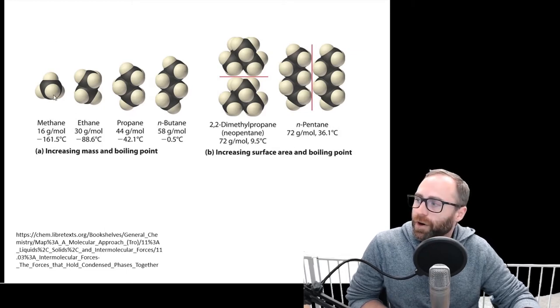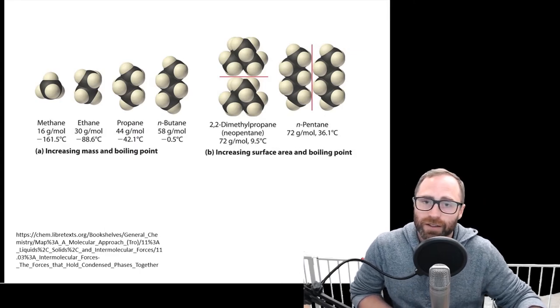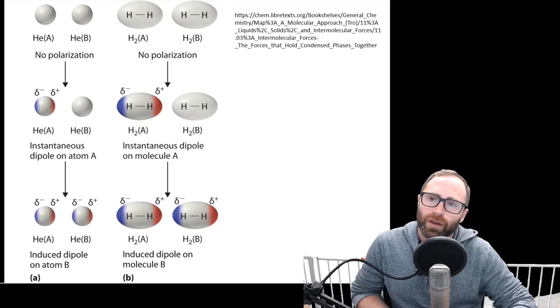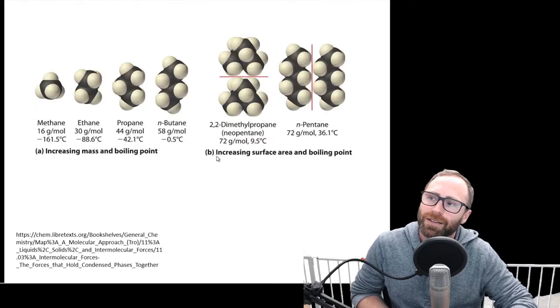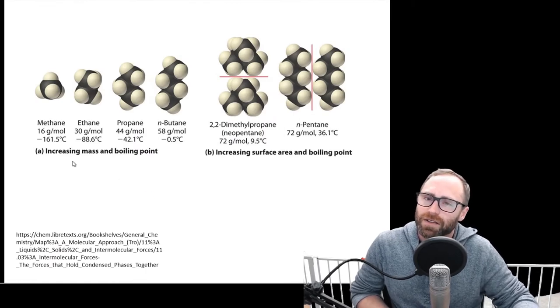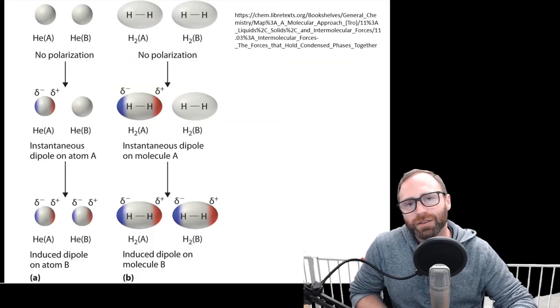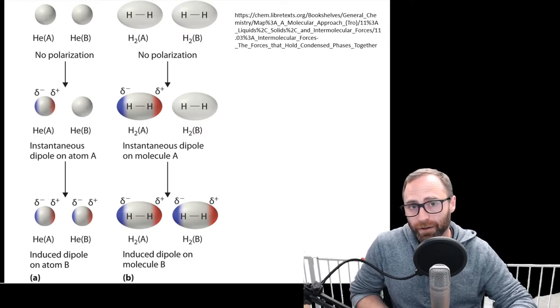Well, you got more electrons when you go from methane up to n-butane, right? More atoms means more electrons. So why does it matter that we have more electrons? What's the big thing that you have to be able to do to form a London dispersion force? You have to be able to create an instantaneous dipole moment. Okay, so if you can create an instantaneous dipole moment, then you're usually sticking together closer, or you're sticking together better. Let me try that again. If you form an instantaneous dipole moment, they can stick together, right?